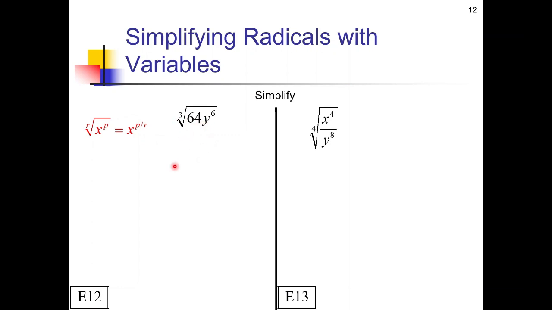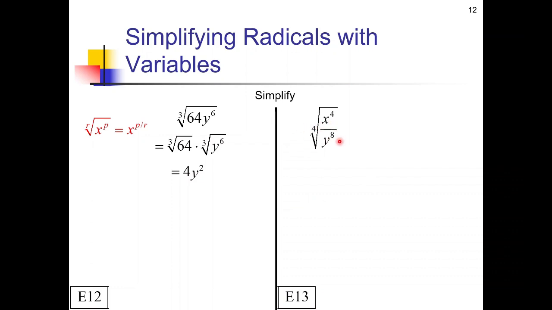Give it a shot. So first step in example 12, kind of optional, but I think it's helpful, is we're going to break this into pieces here. So I have the cube root of 64 times the cube root of y to the 6th. Cube root of 64 is just going to be 4, because 4 cubed is 64. And for y to the 6th, using this formula here, we've got 6 divided by 3, so that's going to be y squared. For this next example, we've got the 4th root of x to the 4th over y to the 8th.